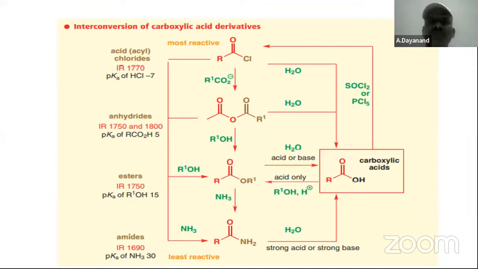Okay, that is about the carboxylic acid derivatives. I will share this PPT where you can see all of them. RCOCl is the strongest one. OH is not a good leaving group, so let us convert it to Cl, and it changes easily. SOCl2 and PCl5 can be used as a reagent. They can be converted into anhydrides or esters or amides. Any of the interconversions are possible like this. This is a very important slide where you can interconvert.